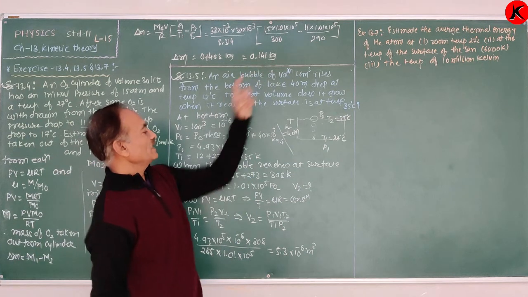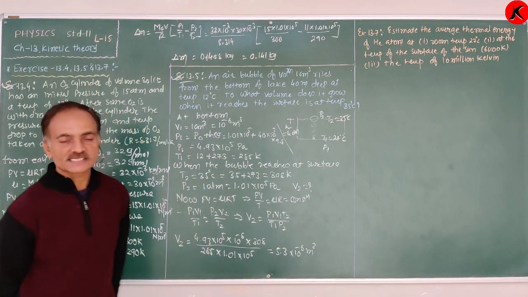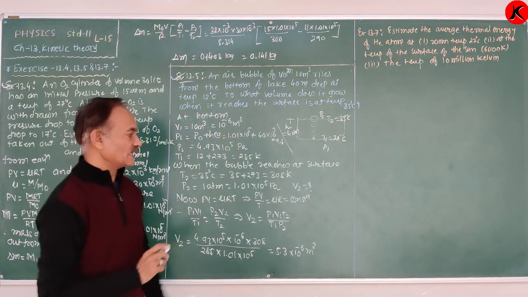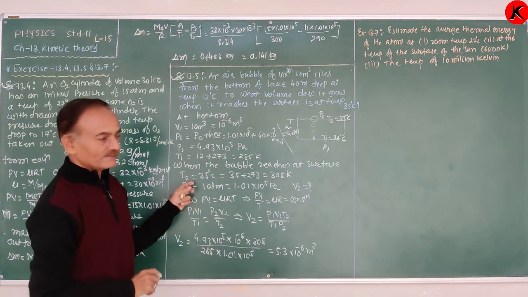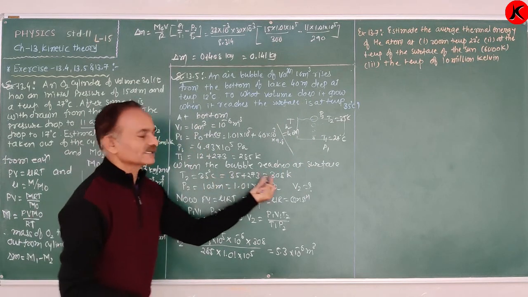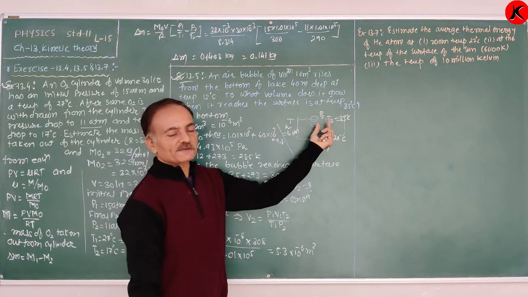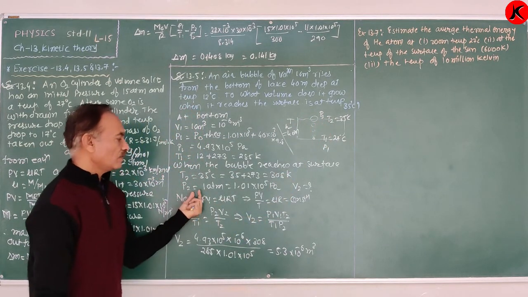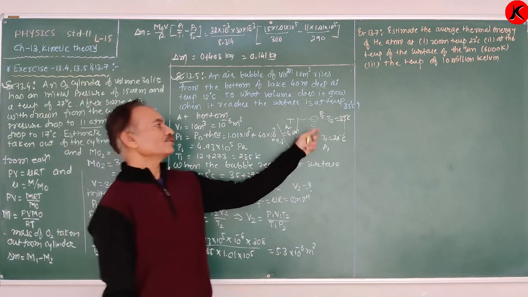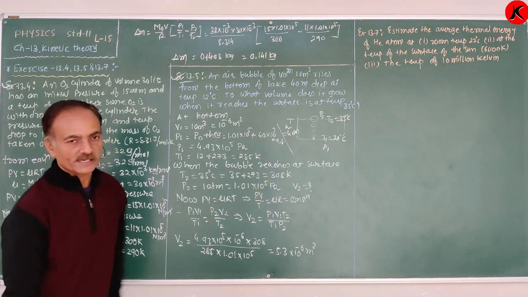And also the temperature at the bottom is 12 degrees centigrade, so 12 plus 273, that is 285 Kelvin. Now when the air bubble reaches the surface, the temperature is 35 degrees centigrade, so 35 plus 273, that is 308 Kelvin. Now only atmospheric pressure acts. Therefore 1 atm is equal to 1.01 into 10 to the power 5 Pascal. And we have to find out the volume on the surface, V2, we have to calculate.